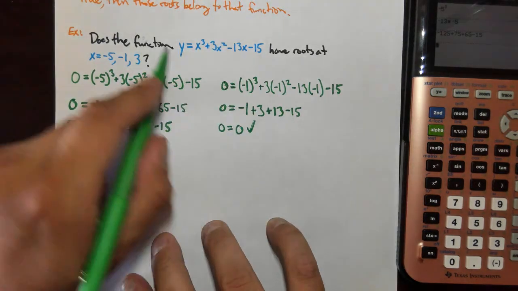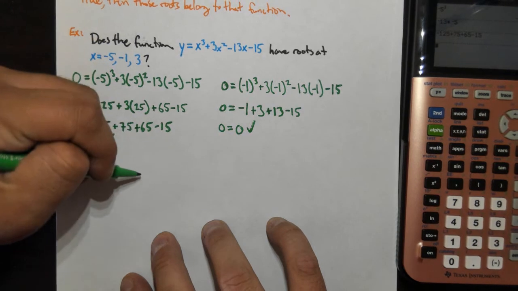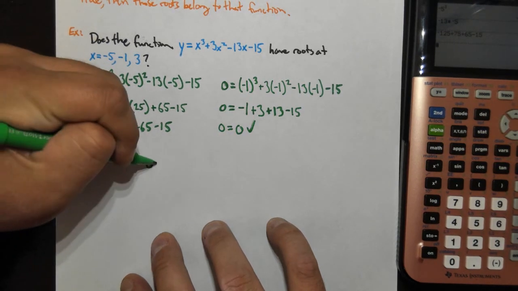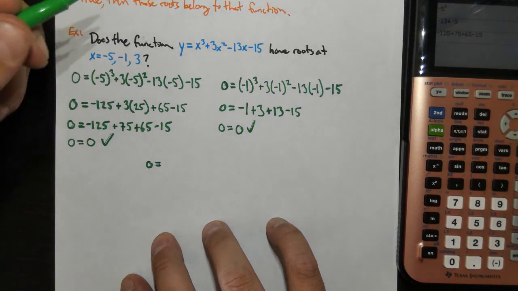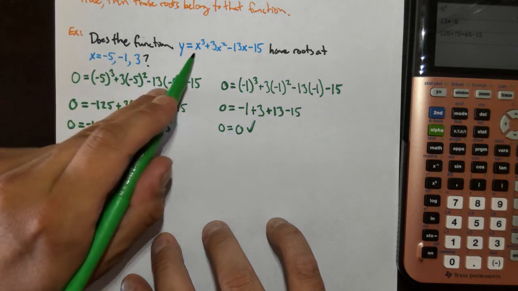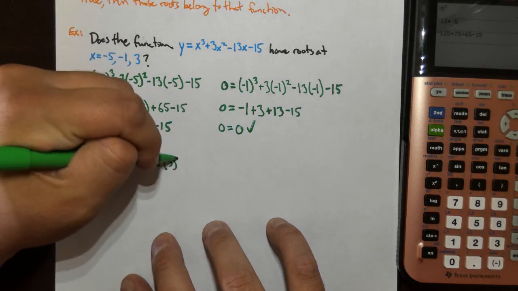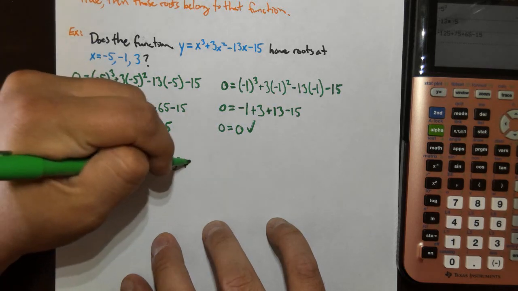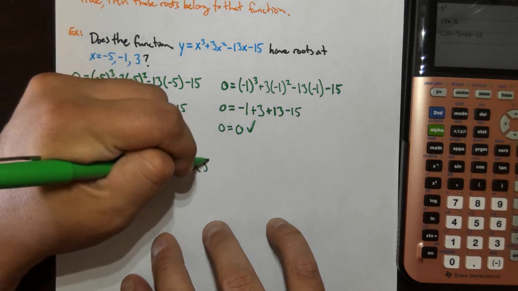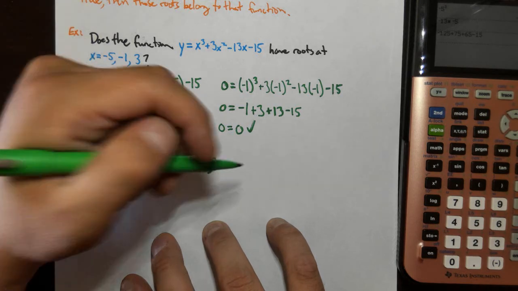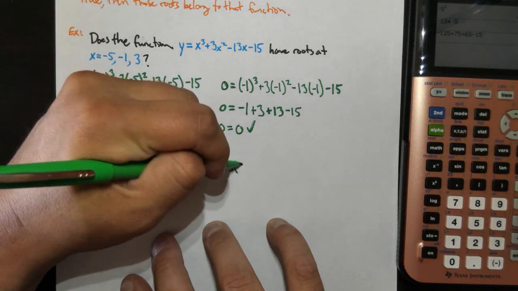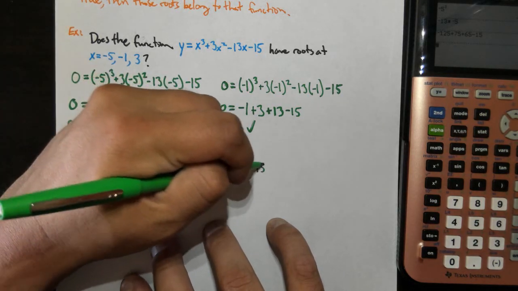So again, I'm going to set y equal to 0. And I'm going to plug in 3 every time I see an x. So it's going to be 3 cubed plus 3 times 3 squared minus 13 times 3 minus 15.